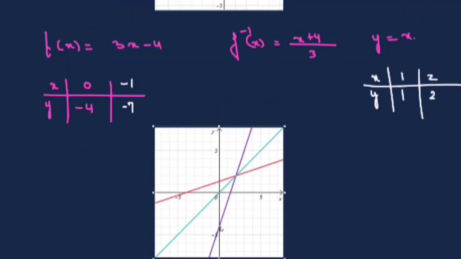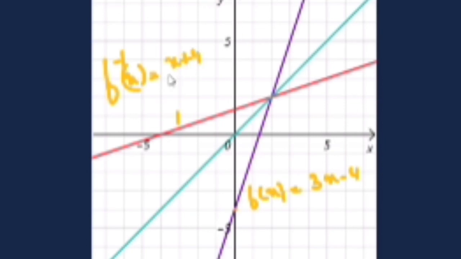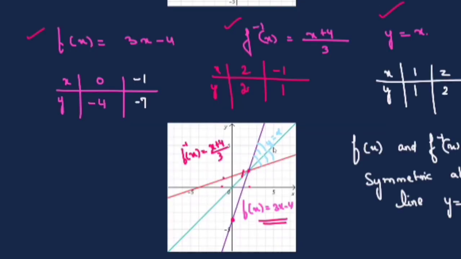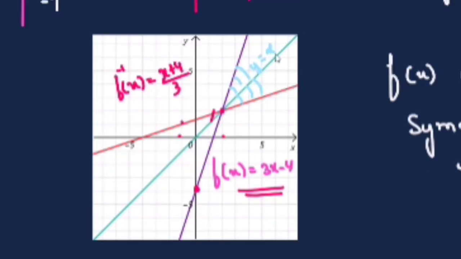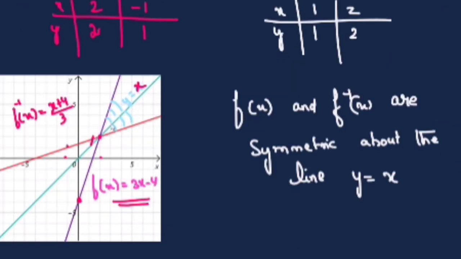Look at these 3 graphs. This is the graph f of x is equal to 3x minus 4. And this one is the inverse graph, f inverse of x is equal to x plus 4 by 3. This is the line y is equal to x. So we have drawn 3 lines here. You can see that this y is equal to x, the middle line, is like a mirror. It acts like a mirror. These two functions, f of x and f inverse of x, are reflections on either side. So along y is equal to x, these are symmetric.